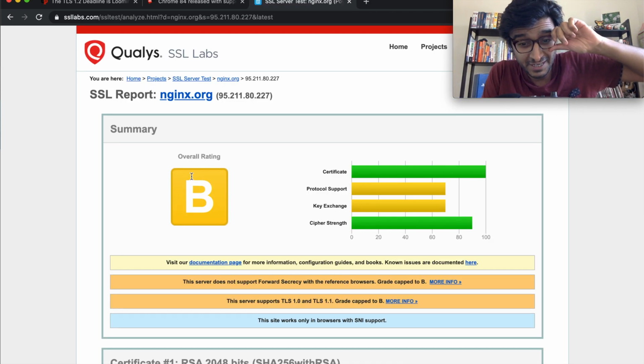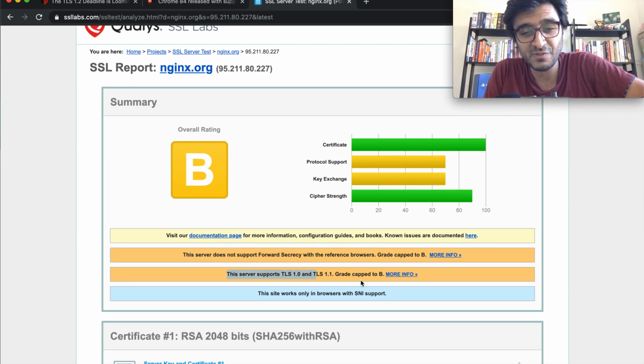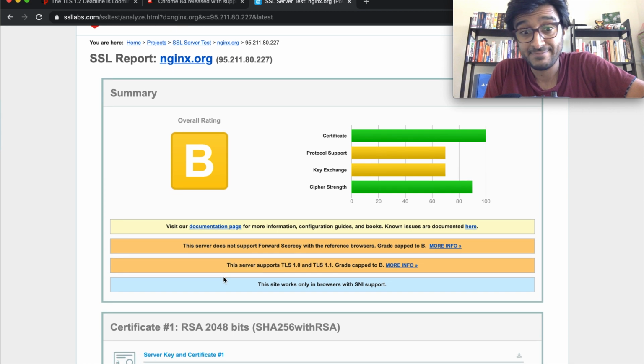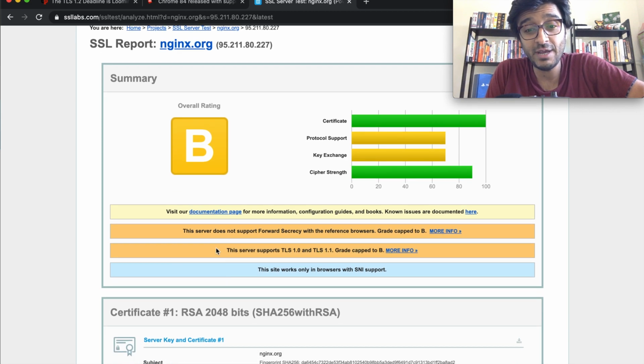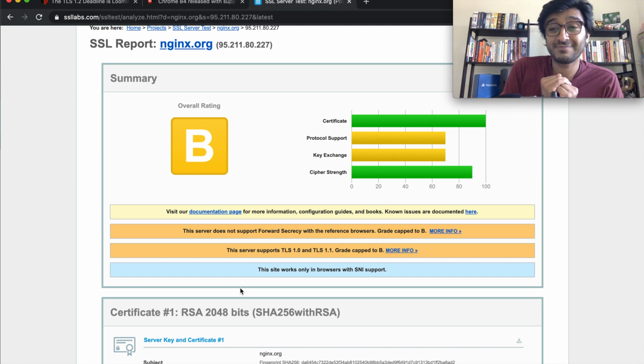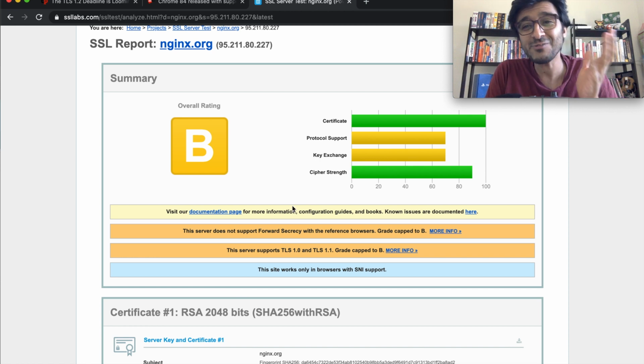Nginx.org gets a B, and that's because the server supports TLS 1.0 and 1.1. Nah, not good. Because why? Because as a client, or as the man in the middle, I can intercept a TLS hello and force the client to change the TLS hello to say, hey, I don't support TLS 1.2. The maximum version I support is 1.1. Let's connect. Okay? That's why Chrome's stopping this thing, to avoid all this garbage.